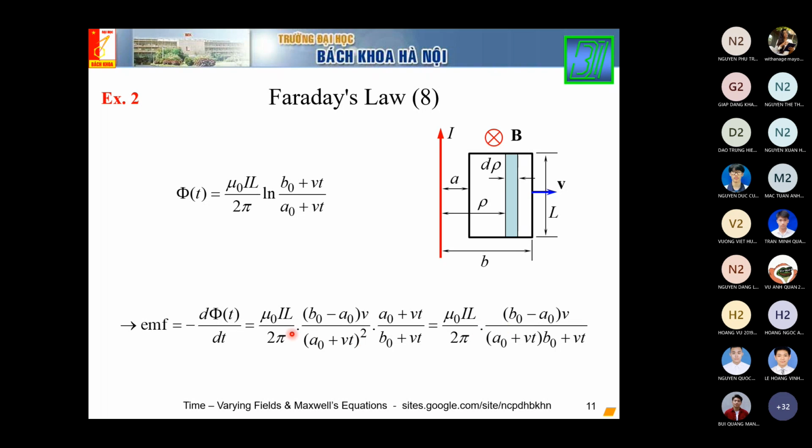Let's take a look at this. Obviously, this EMF will exist if and only if there is a relative motion. Because if there is no motion, then V here will be 0, and obviously there will be no EMF.